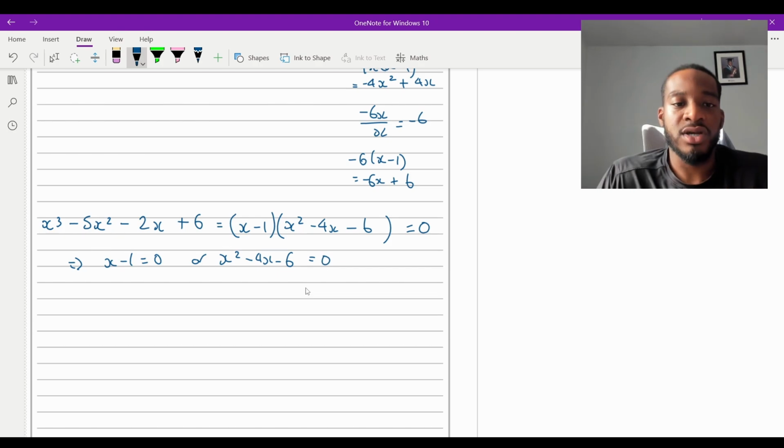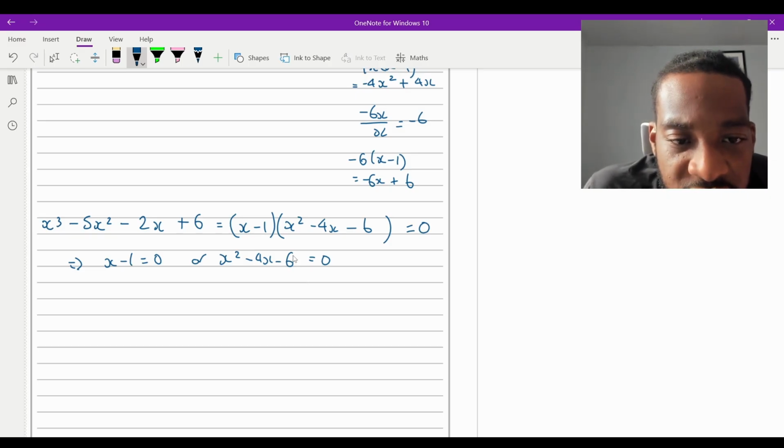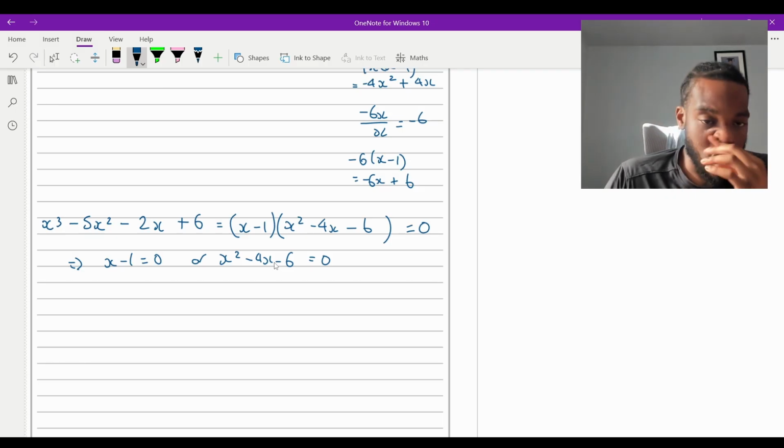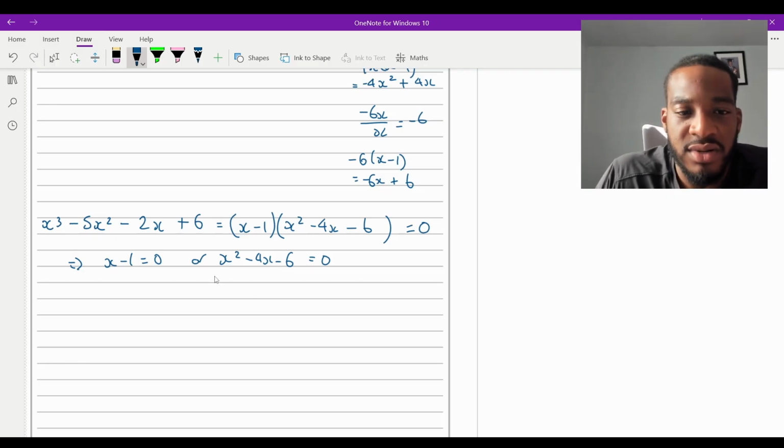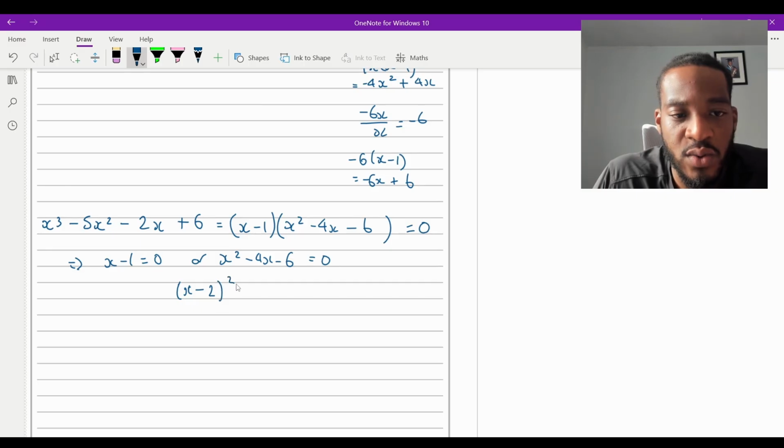Now how can we solve this? I don't think it factorizes. 6 might, no, this won't factorize, I don't think. So maybe we can complete the square. Let's complete the square. So it's going to be x minus, that's a minus 4, it's going to half, so minus 2 all squared. We're going to take 4 away, and then we've got take away 6 is equal to 0, and we complete the square with that.